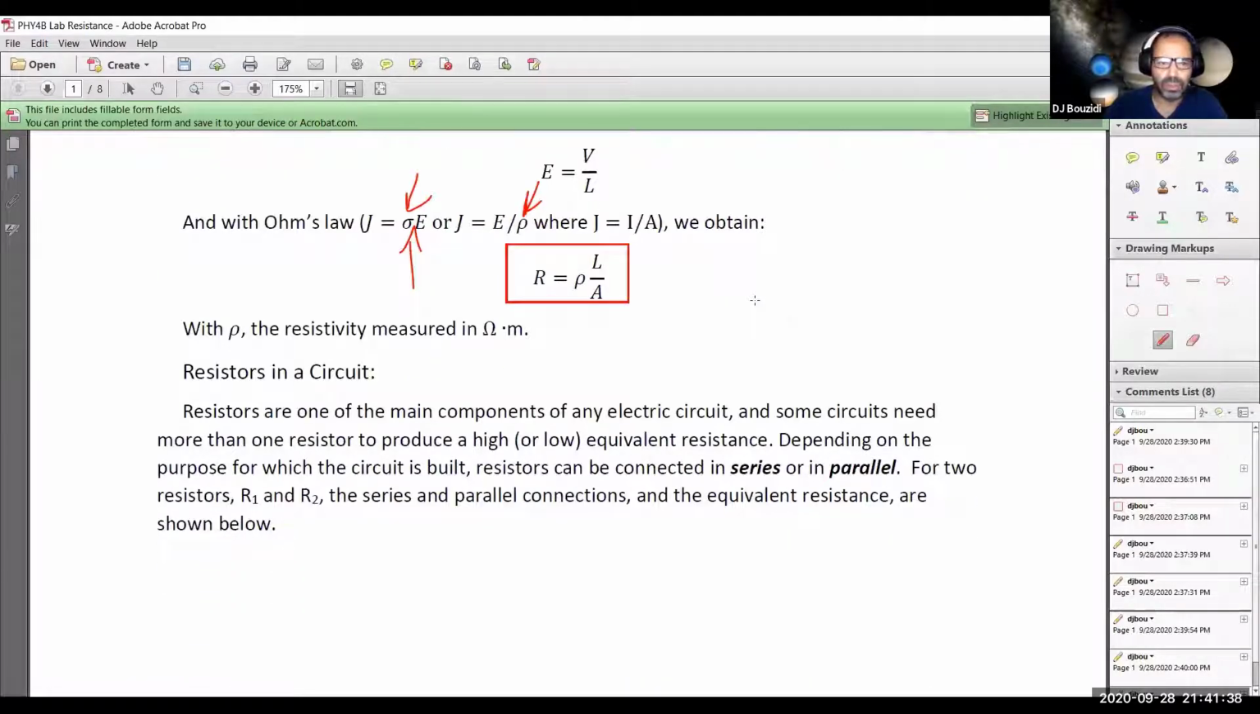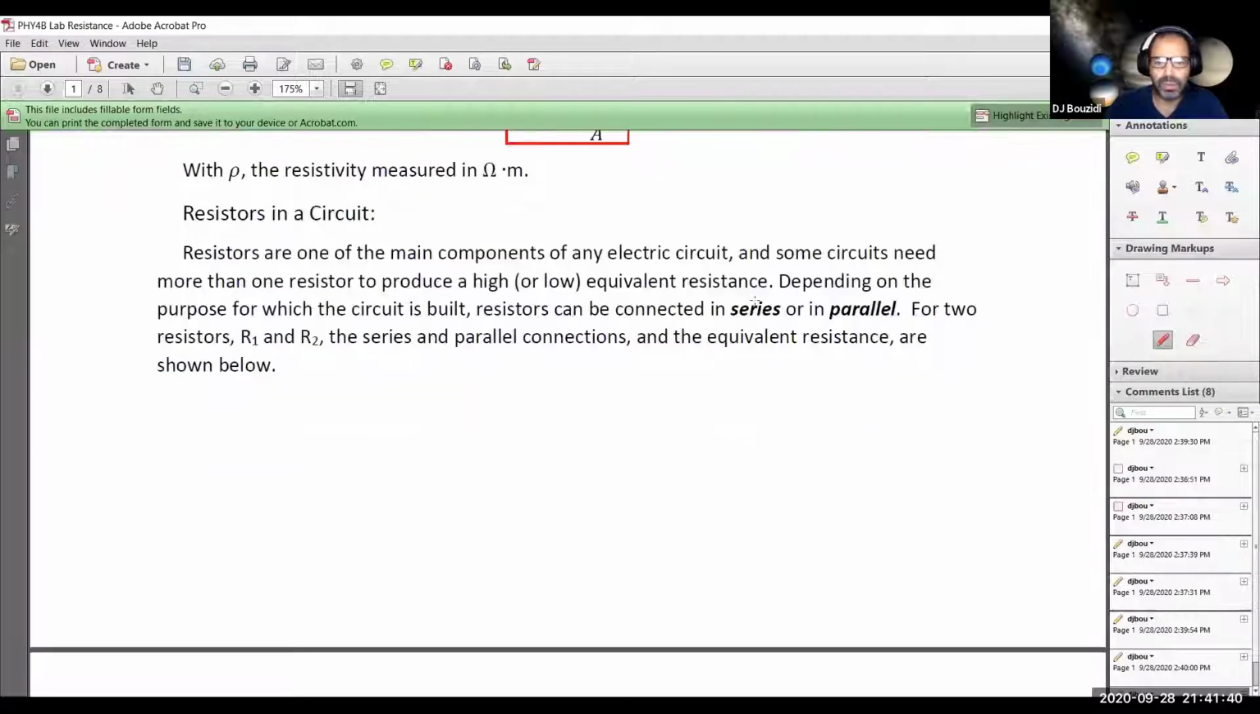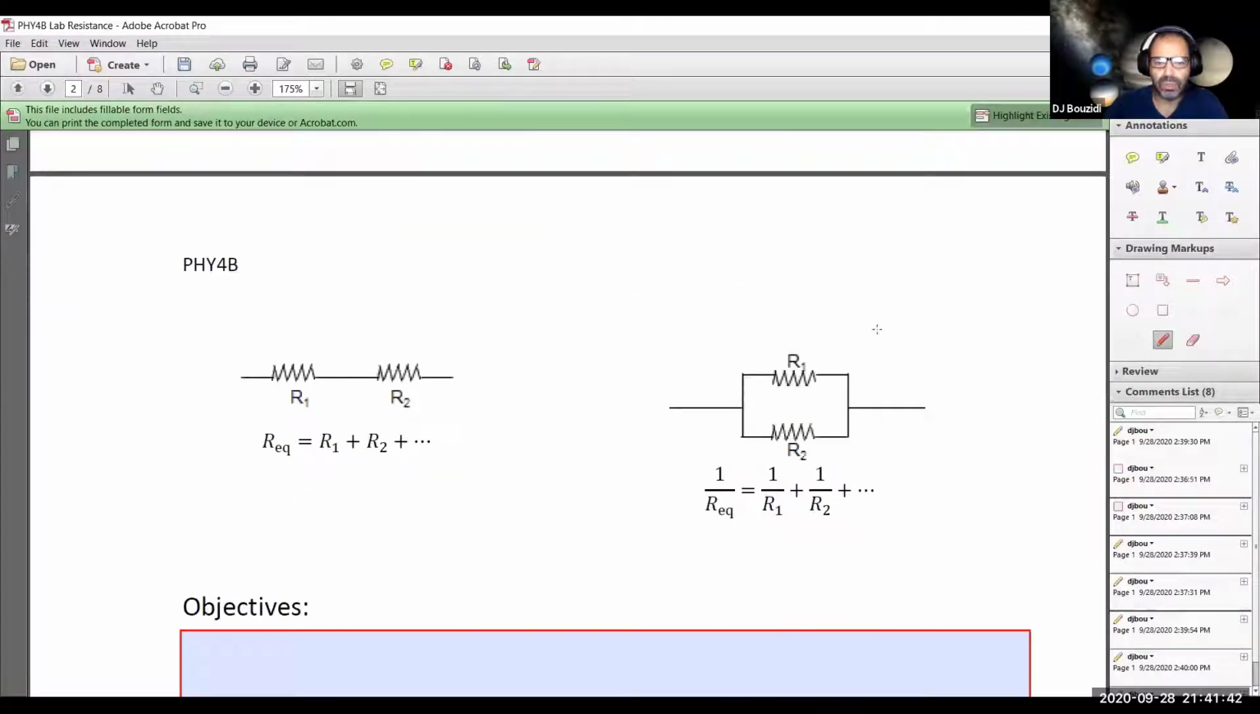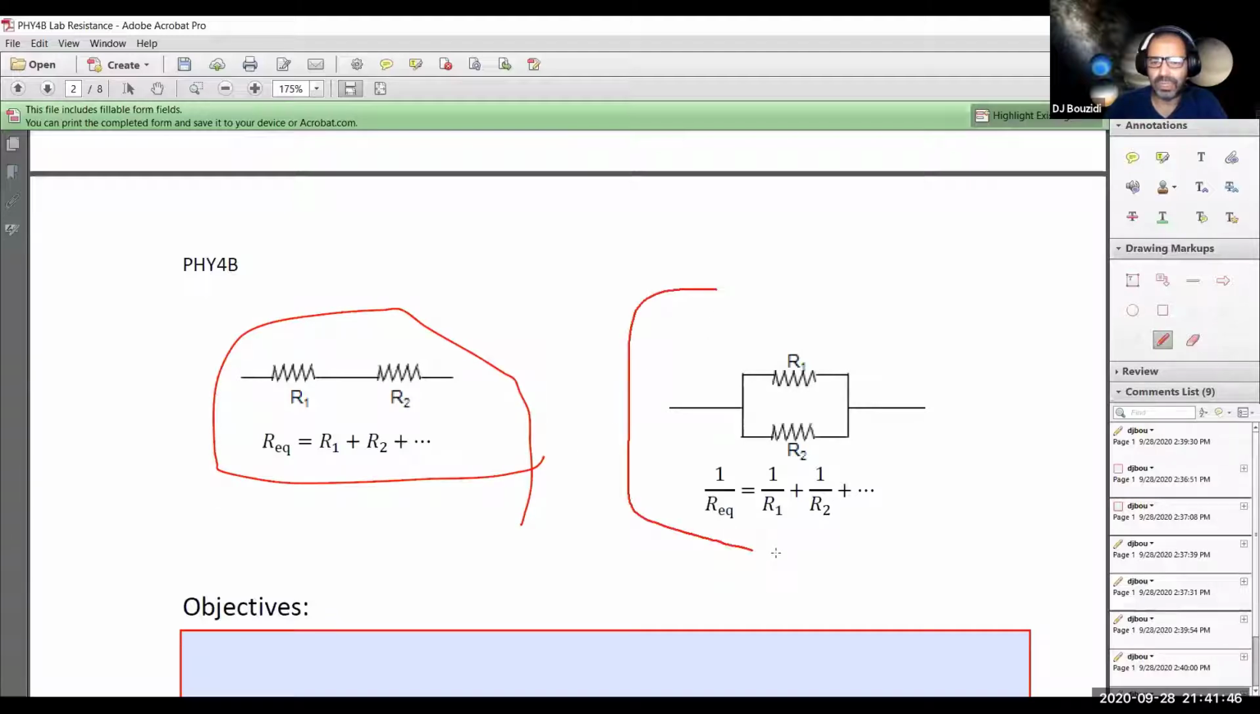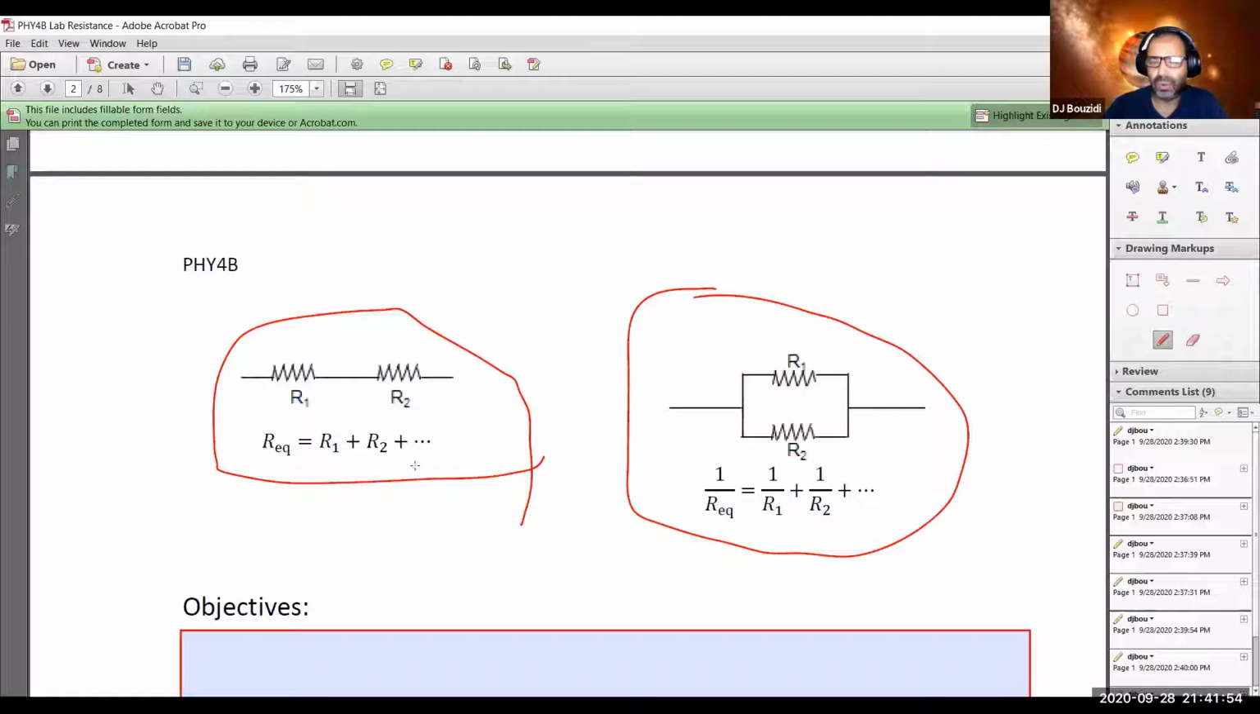So that's one thing. Now, this is the thing I was going to talk to you about that is part of chapter 26, but we will need it in today's lab. So we need to understand how two resistors behave when we connect them in series and when we connect them in parallel. This is opposite of what the capacitors do.